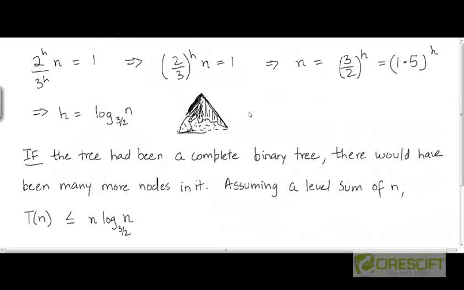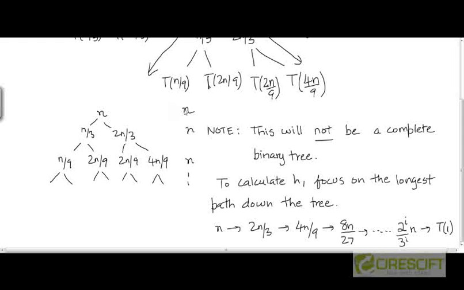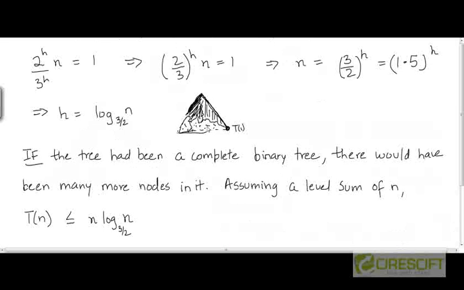So if you look at the very last node over here, that node is going to be T of 1, but there won't be any other node at that level. So the level sum will be T of 1 there. So we're not going to have a constant level sum down this tree. But let's imagine a complete binary tree where the level sums are n all the way down till the very last level.